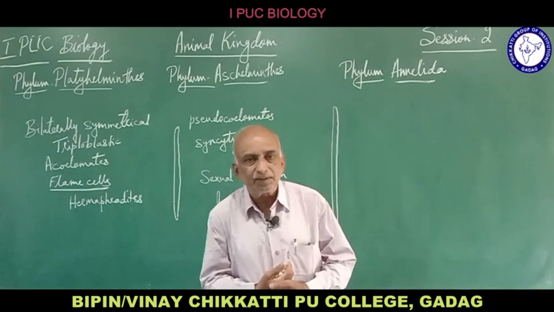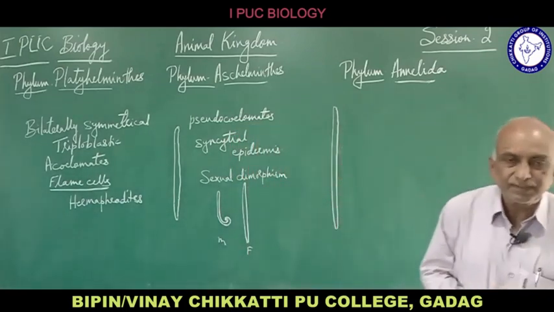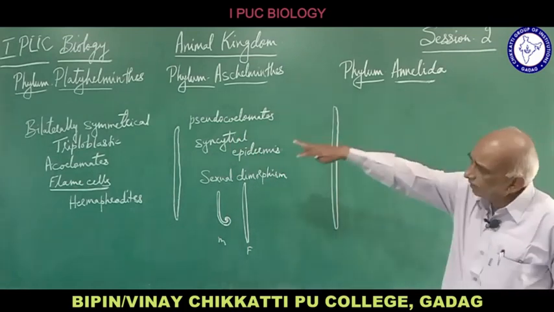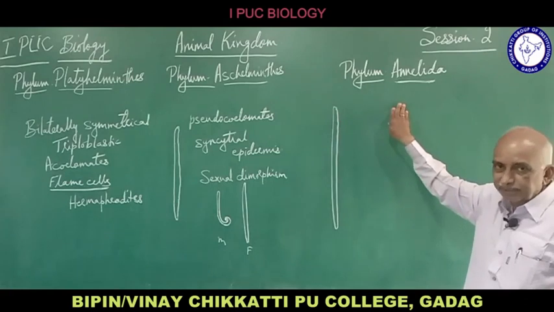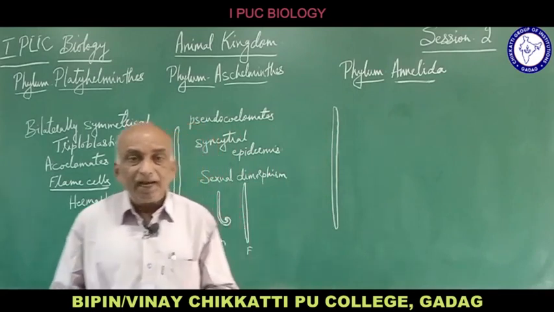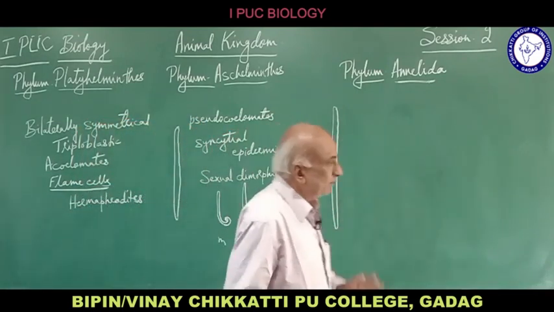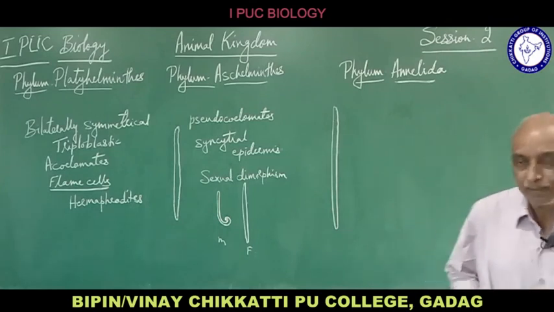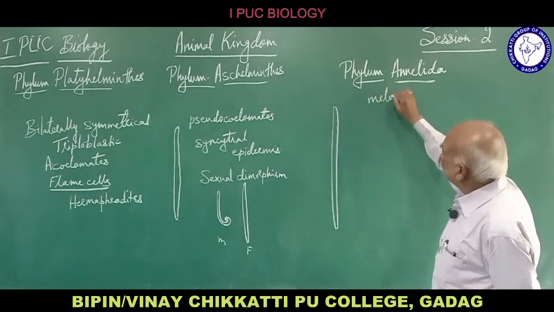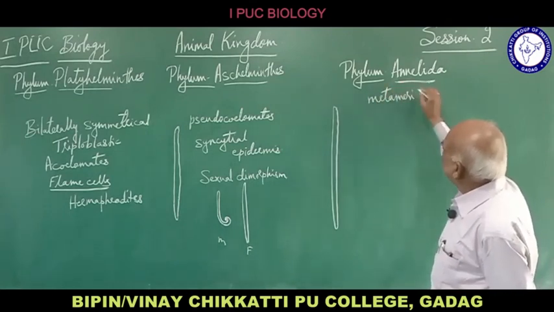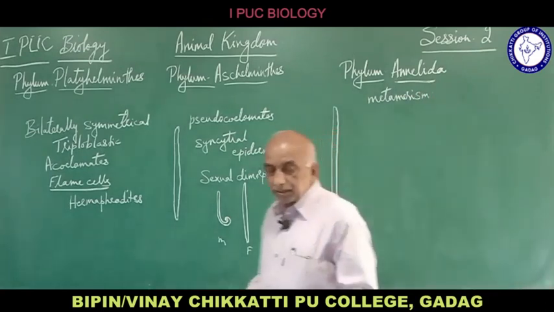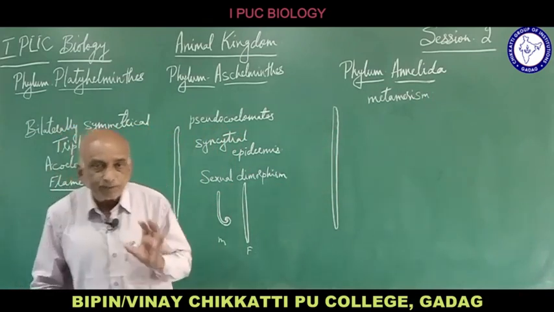Then further we come across radially symmetrical animals. Like that there are some changes in symmetry. But in Annelida, bilateral symmetrical triploblastic is common. And these are found both on land and in water, that is, they are terrestrial as well as aquatic. Then another important thing is, segmentation is present, which we have already studied in the starting of this chapter, metamerism, true segmentation.